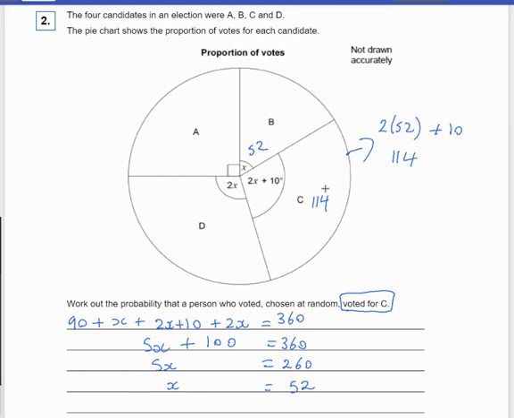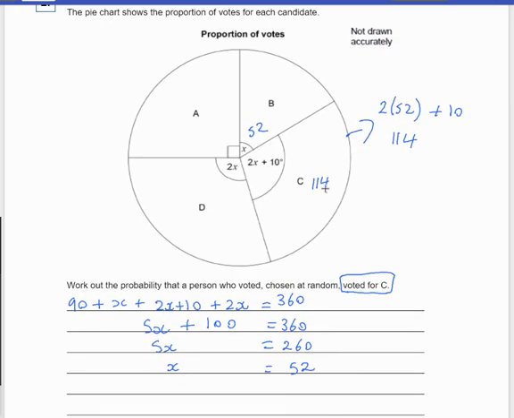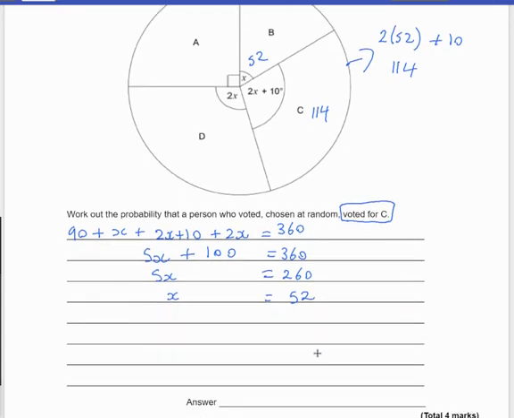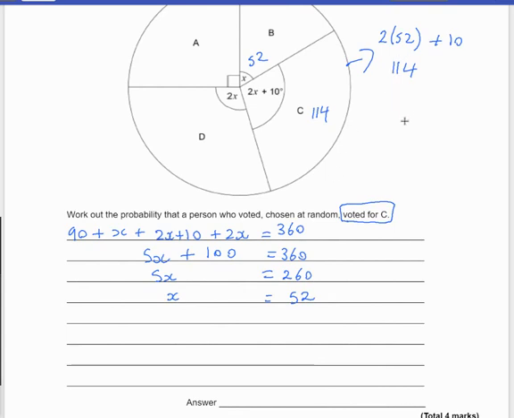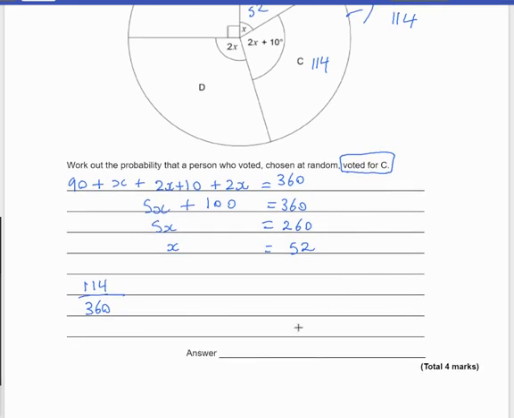Okay, do we know anything else? Well, in fact, we don't need to know much more. That's the angle that C represents. And just to represent it as a probability, we need to represent it as a fraction. So that's going to be 114 out of the total 360 degrees. The question does not say to simplify, so we don't need to simplify. So I'm just going to leave it like that. So 114 over 360 is our probability. Let's carry on.